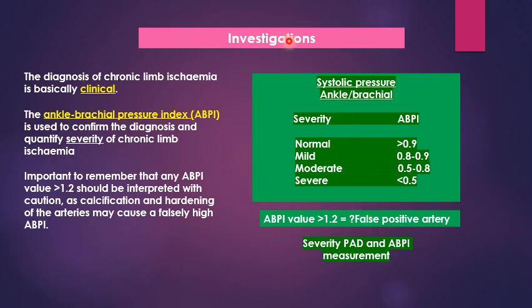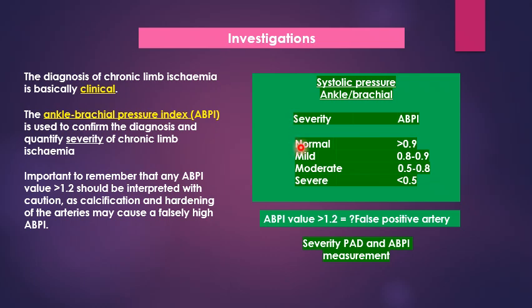Now, what are the investigations that are required for these patients with chronic limb ischemia? The diagnosis of chronic limb ischemia is basically clinical. I must remember this, but sometimes certain tests have to be done in order to confirm and establish the severity of the disease. Okay, and the most important examination that can be done is the systolic pressure ankle brachial pressure index, ABPI, which is the ratio of the systolic pressure at the ankle to the systolic pressure at the brachial artery in the elbow.